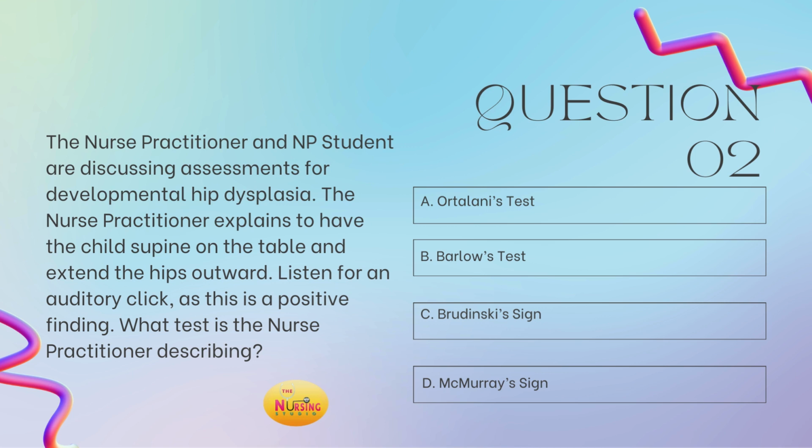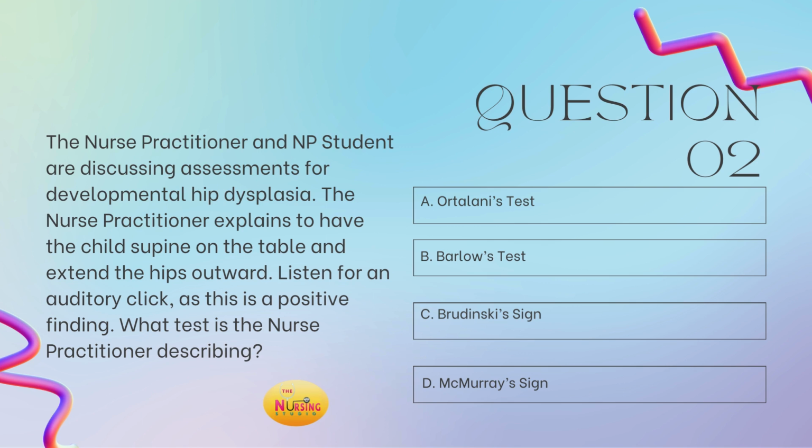All right, the stem of the question states, what test is the nurse practitioner describing? So let's go back and see what she explained. The nurse practitioner and NP student are discussing developmental hip dysplasia. The nurse practitioner is explaining we're going to lie that child supine on the table and extend their hips outward. If you hear an auditory click, this is a positive finding for developmental hip dysplasia, right? So what test is that? Is that Ortolani's test? Yes, the answer is A, Ortolani's test.